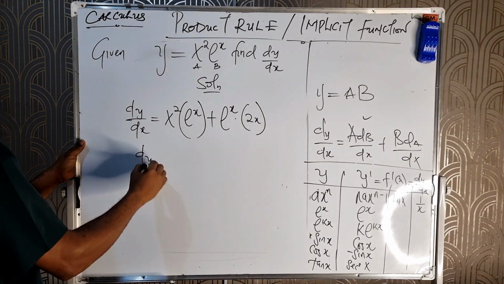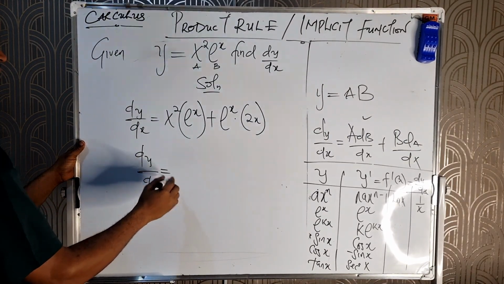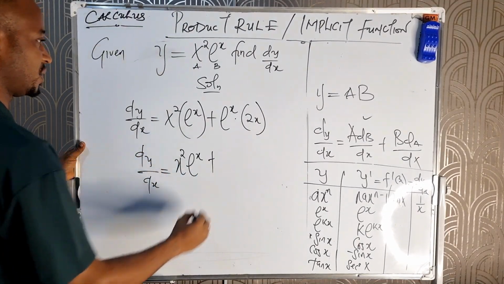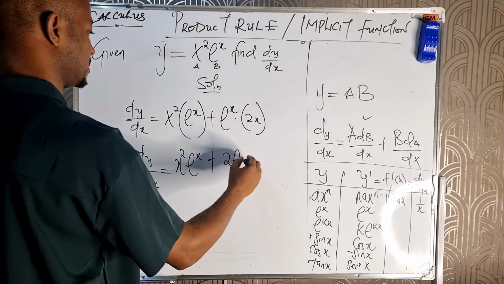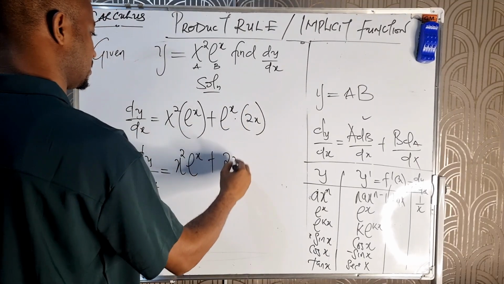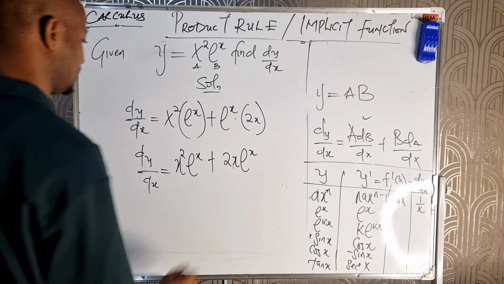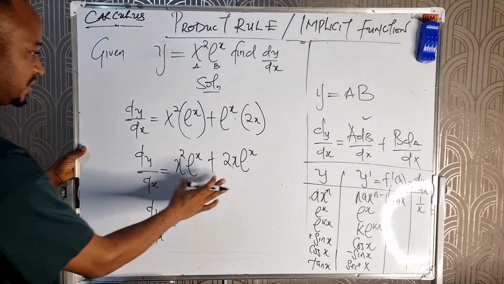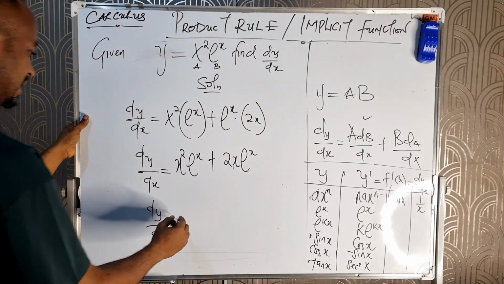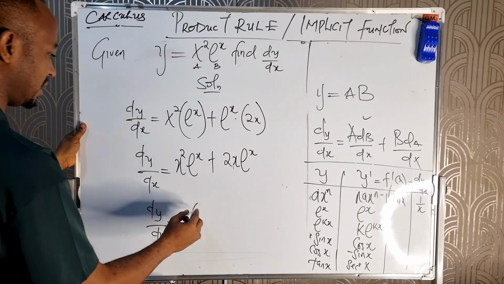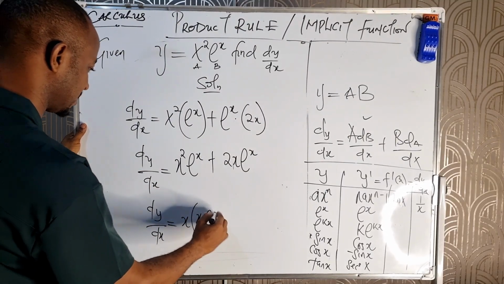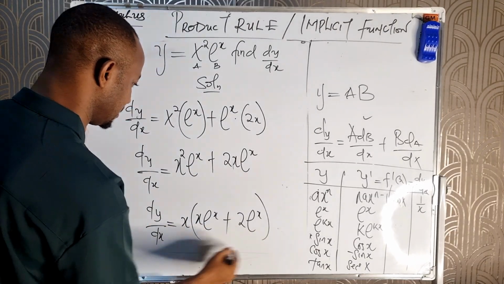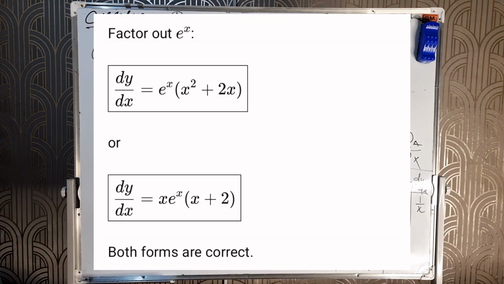So my dy/dx becomes x squared exponential x plus 2x exponential x. I think this can be expressed differently. Between these two terms, what is common is x. x is common in a bracket. Here we are left with x exponential x plus 2 exponential x. This is the final answer to this.